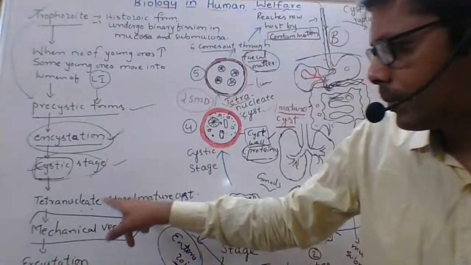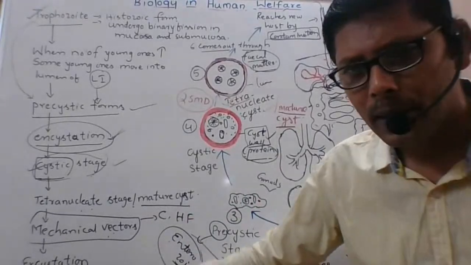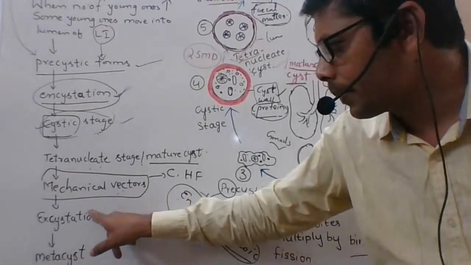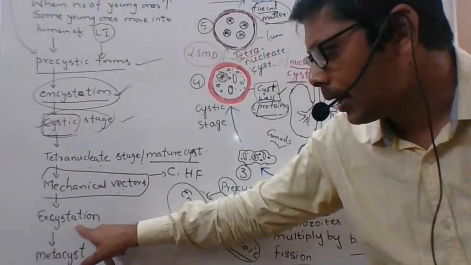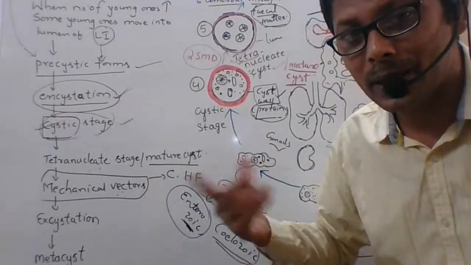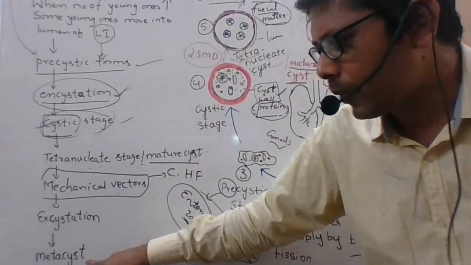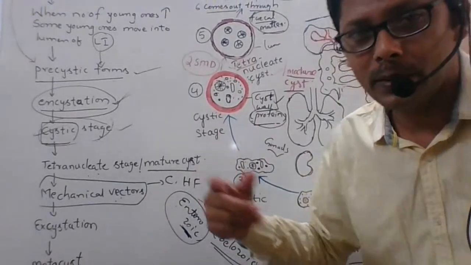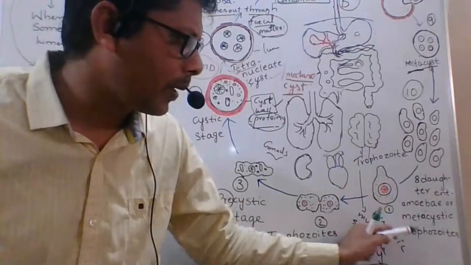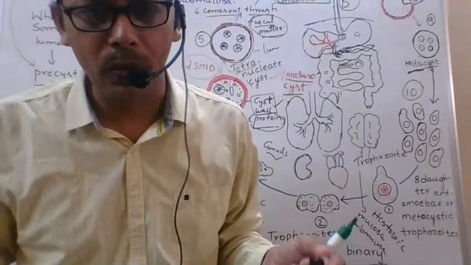Next one, pathogenicity. You can observe here excystation, meaning removal of the cyst wall. The mechanical vector enters the new host, and in his body the cyst wall is digested. That is called excystation, removal of the cyst. Encystation means formation of a cyst; removal of the cyst we call excystation. Finally one stage comes, that is called the metacyst stage. That metacyst forms eight daughter nuclei, metacystic trophozoites, which develop into feeding stage and then into mature trophozoites.